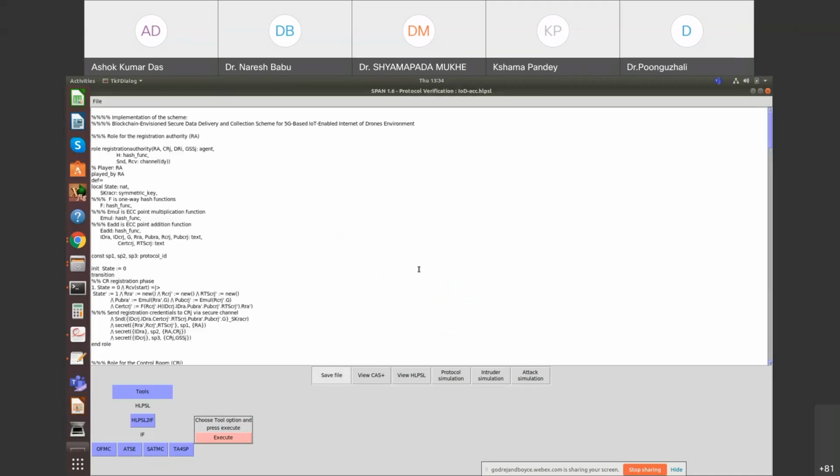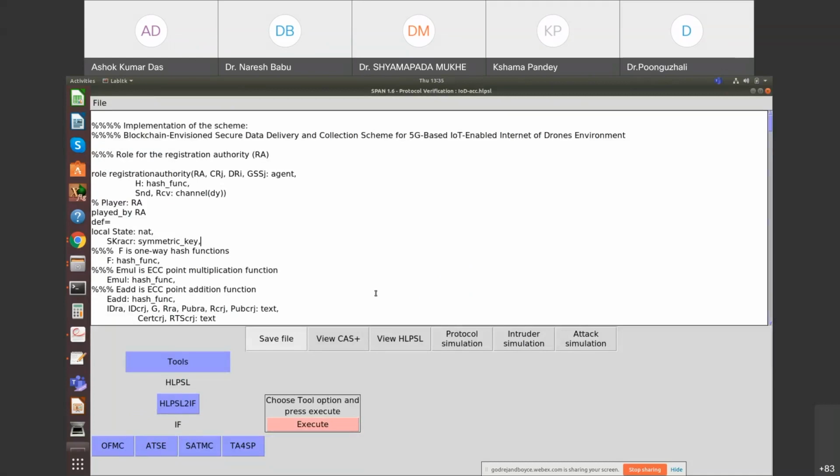So are you able to see this one? It is too small, the font size, I have to increase. Yes, it is visible, sir. Maybe it is more visible, right?